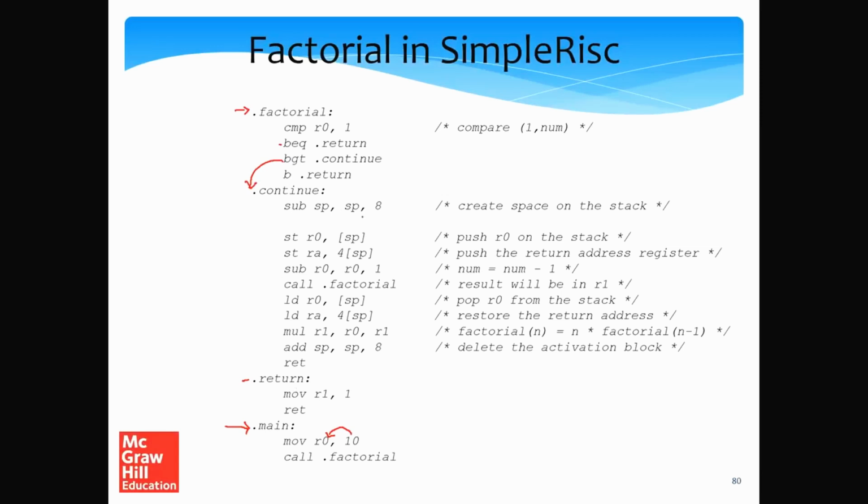In the return label, we set the result of the factorial function to 1, because factorial of 1 is 1 and factorial of 0 is 1. So we set the final result R1 to be equal to 1, and we return from the function. When we return, we come to the next instruction after call factorial, and this will find the result in R1. You can think of the factorial function as taking its argument in R0 and returning its result in R1.